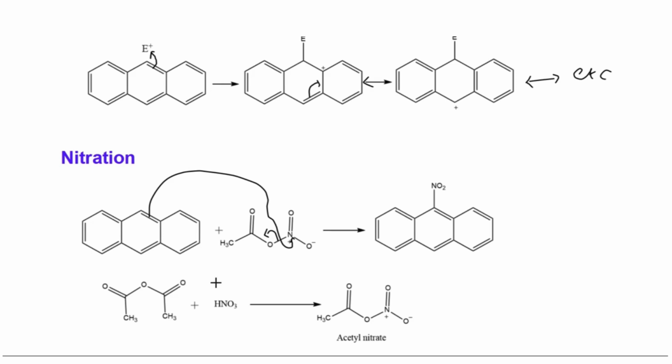Okay, now why are we selecting this one as a nitrating agent? Because when we use nitric acid, that nitric acid can also act as an oxidizing agent that will oxidize anthracene to anthraquinone. That's why we are using acetyl nitrate. This is a mild nitrating agent, not like the harsh conditions.